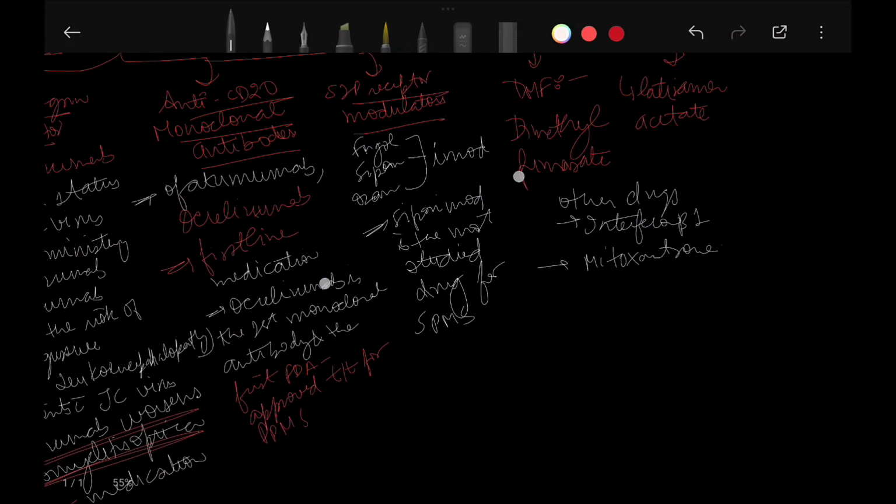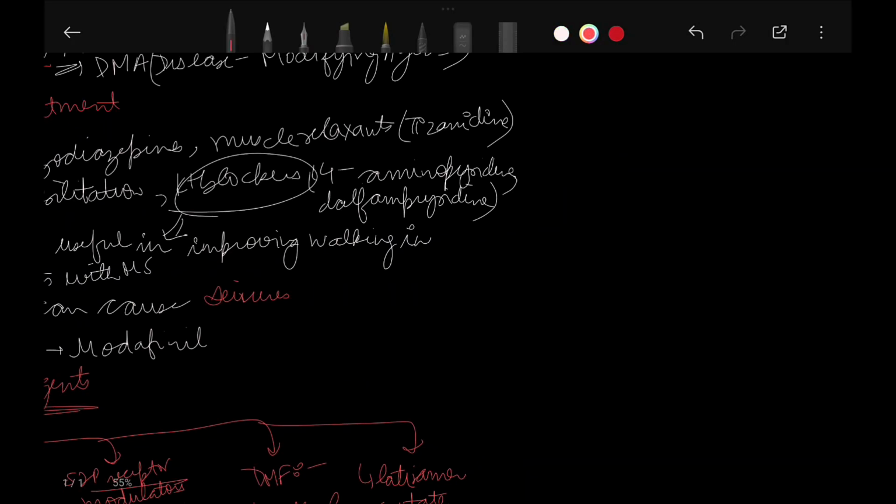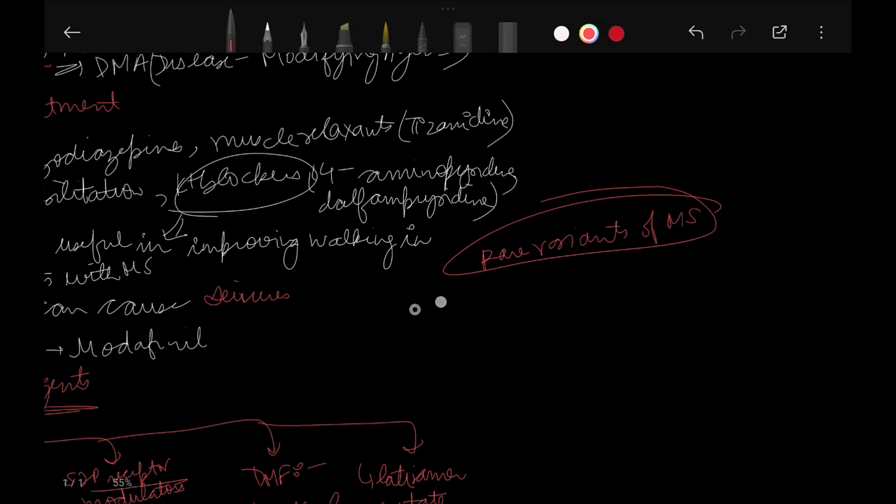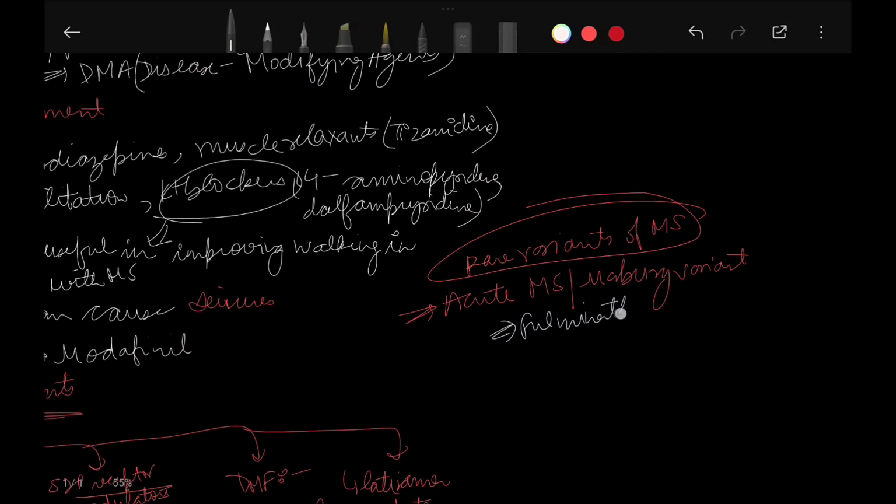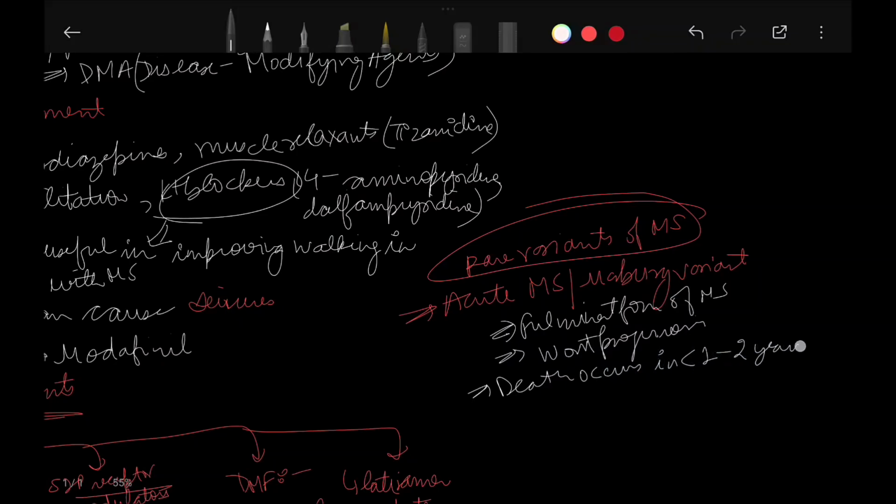Now what are these rare variants? Just a short note on the rare variants of multiple sclerosis. Till now we had studied relapsing remitting and progressive types of multiple sclerosis, primary progressive and secondary progressive multiple sclerosis. After this we have acute MS or Marburg variant. It is a fulminant form of multiple sclerosis and it has the worst prognosis, even worse than secondary progressive multiple sclerosis. In this case, death occurs in less than 1 to 2 years of onset.